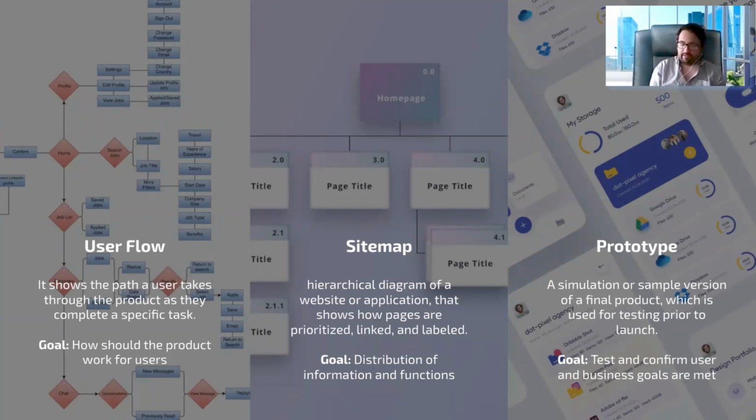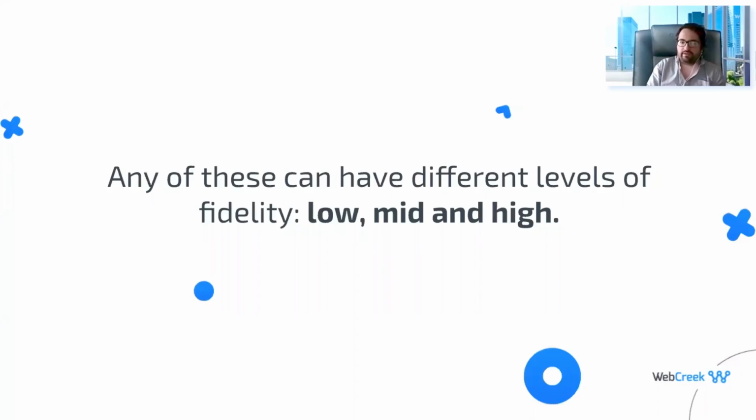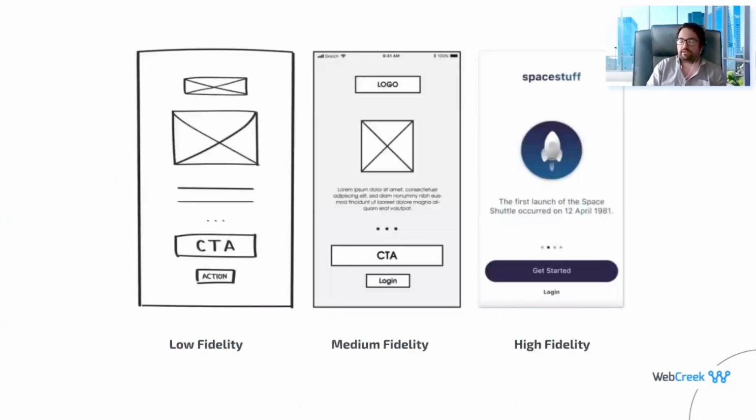goals are being met. And we're going to take a look at this in a few minutes, but the interesting thing about all of these is that, again, they can have different levels of fidelity. And they range from low, mid, and high. And you would think, like, what are the differences between them and how can I approach them? So let's talk about prototyping real quick, right?